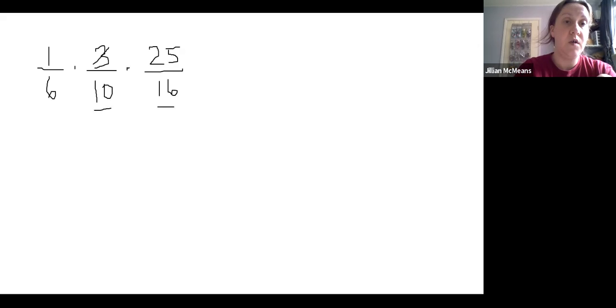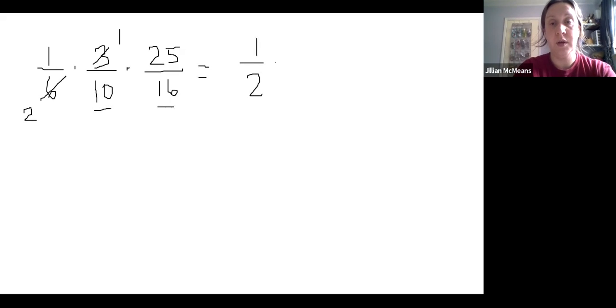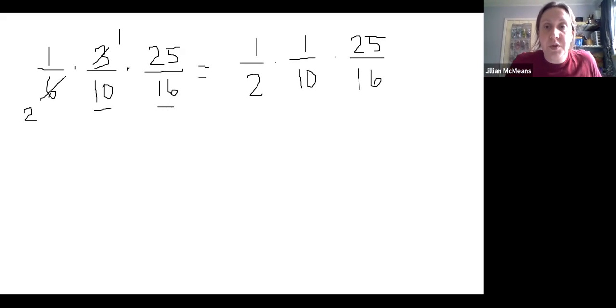3 divided by itself is 1. 6 divided by 3 is 2. Let me clean up. So I now have 1/2 times 1/10 times 25/16. So the only factor that counts now in the numerator is the 25. The 1s we never divide by. So factors of 25 would be 25 or 5. So 25 and 5 don't go into 2. 25 or 5 don't go into 16. But 5 will go into 10.